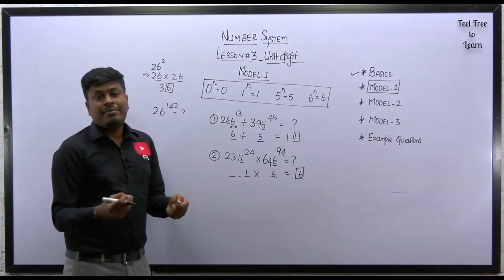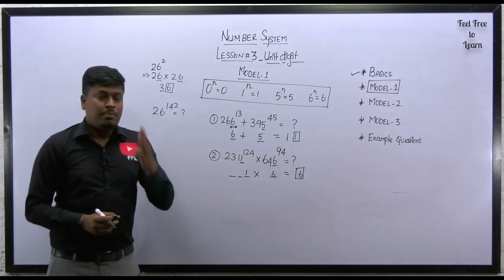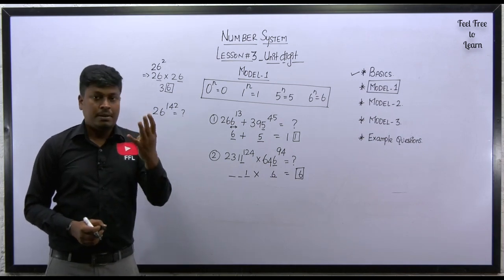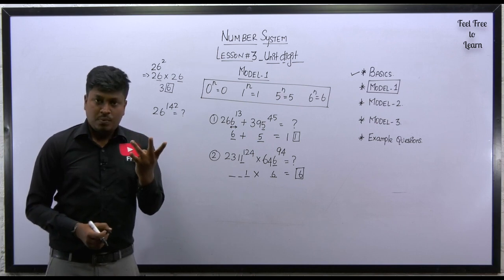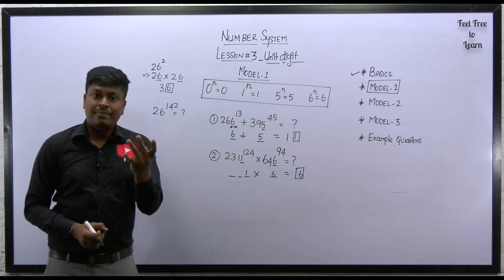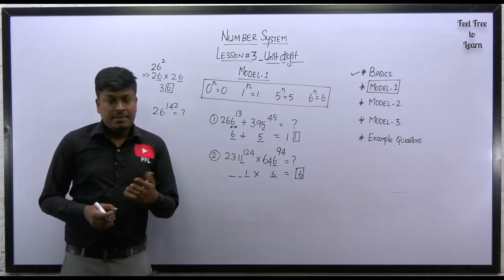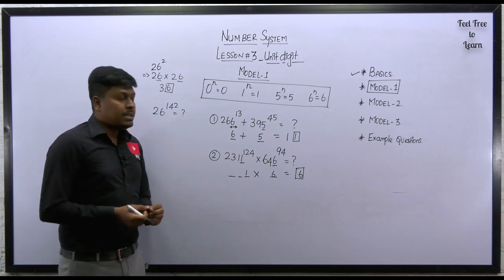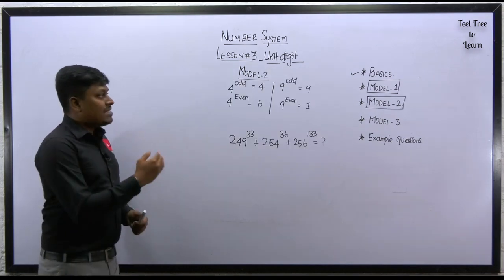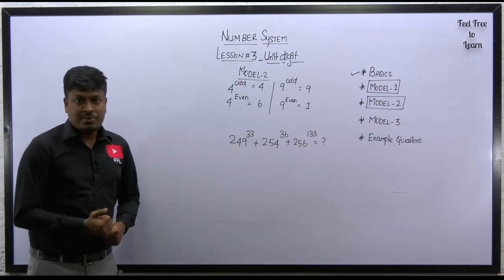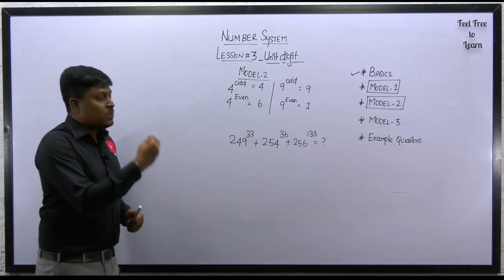So this is the thing we have learnt in this model number 1. In model number 1, totally we have 4 numbers. 0 power anything is 0, 1 power anything is 1, 5 power any number is 5, 6 power any number is 6. So friends, understood. So this is model number 1. In this model number 1, we have learned for 4 numbers.